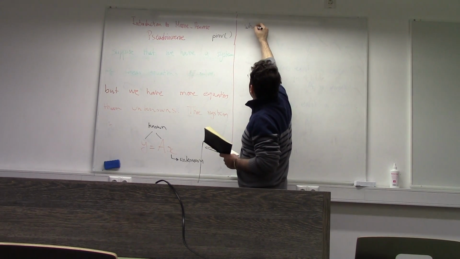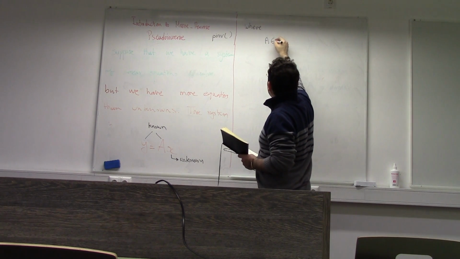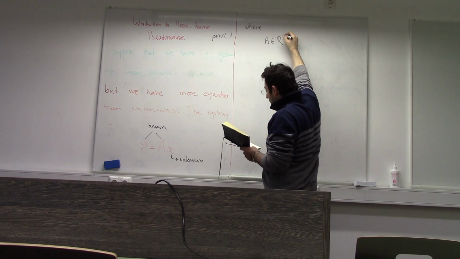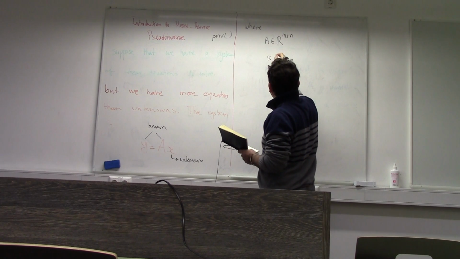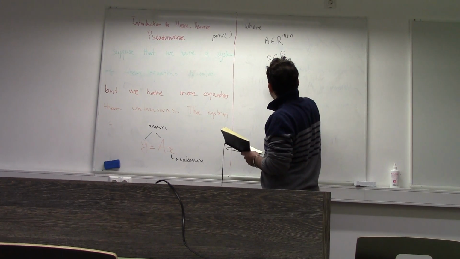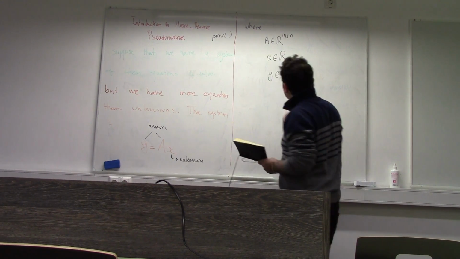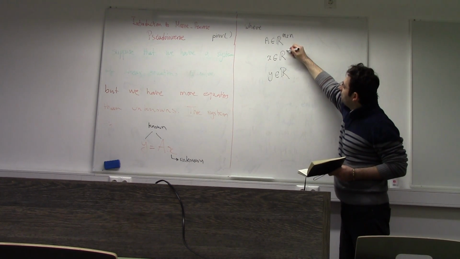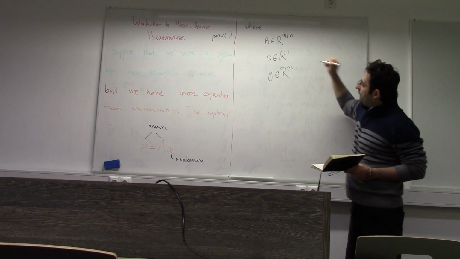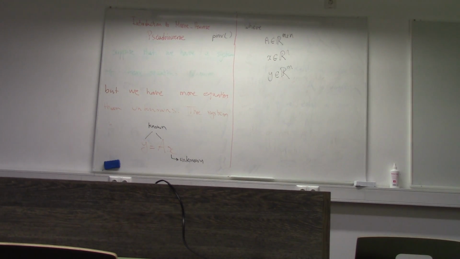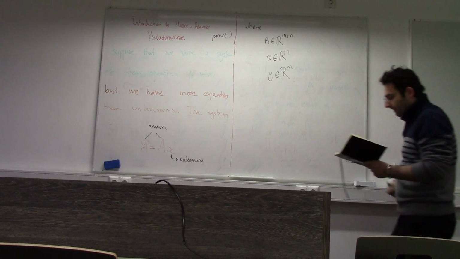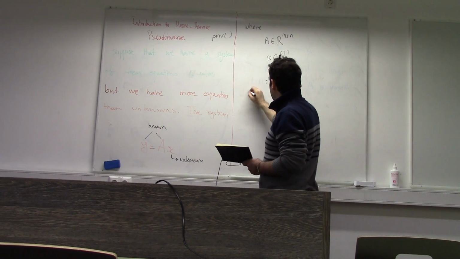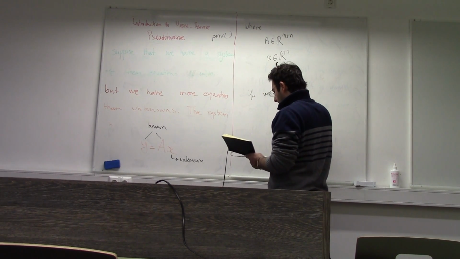Where A belongs to R m by n, X belongs to R n, and Y belongs to R m.